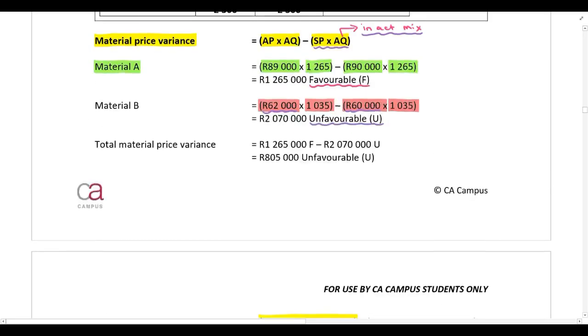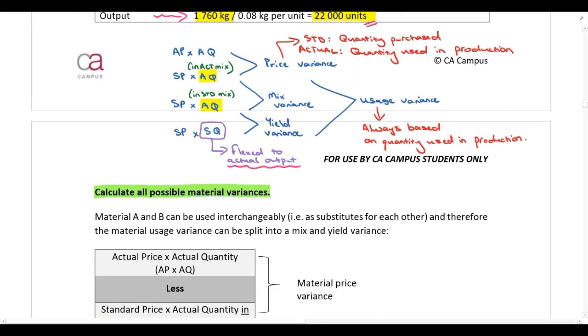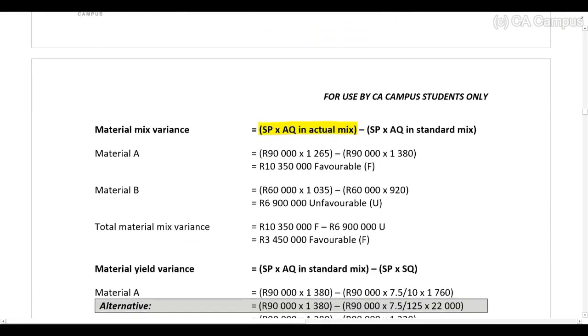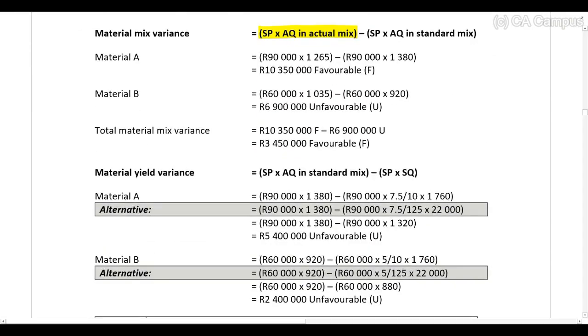And then if you go back to your logic that we wrote down, we are comparing this to the standard price times the actual quantity in the standard mix. So everything's the same. The only thing we're changing is the mix, which means this is going to give us a mix variance. Okay, so this is the standard price multiplied by the actual quantity in the standard mix. You can see the only difference between the two is this is the actual mix and this is the standard mix. Everything else is exactly the same, so this gives us a mix variance.